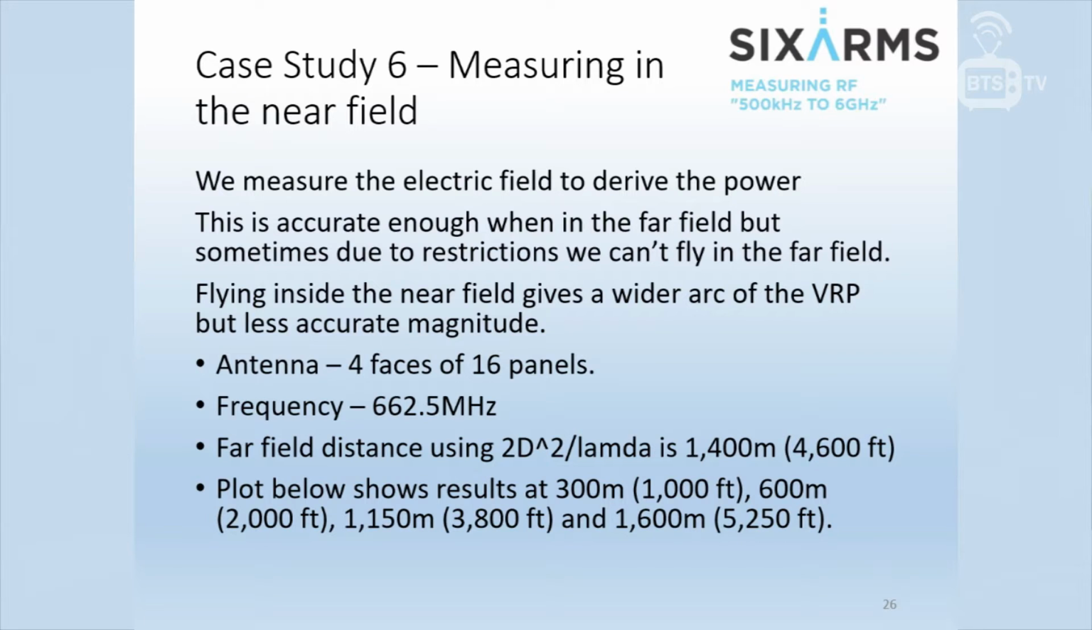And this structure, which I'll show next, actually consists of 4 faces of 16 panels, a UHF TV. Since it's a relatively high frequency and quite a large aperture array, the far field distance that we'd normally use is 4,600 feet. So we got plots below that, which I'll show you. We did it at 1,000 feet, 2,000 feet, 3,800, and one much further out, past the far field. So we were interested to see what the comparison was practically.